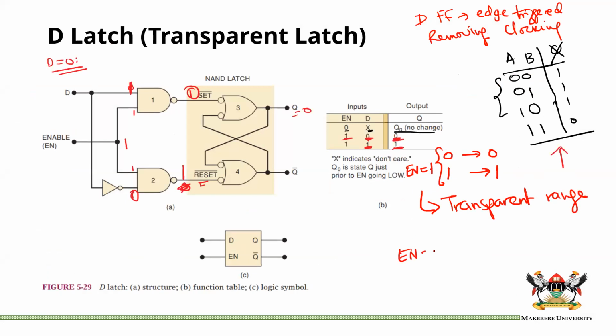When enable is 0, that is latch. We latch, so it is latched to that same state, so to speak. There is no change, and that is irrespective of what D is. So if D was a 0, it will stay 0. If D was a 1, it will stay a 1.